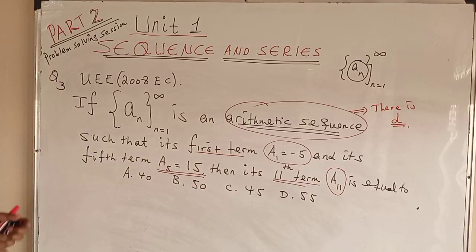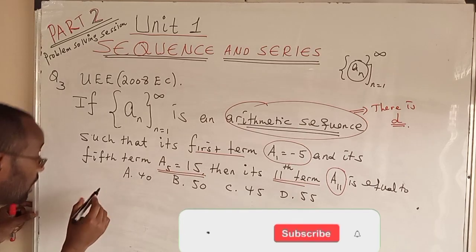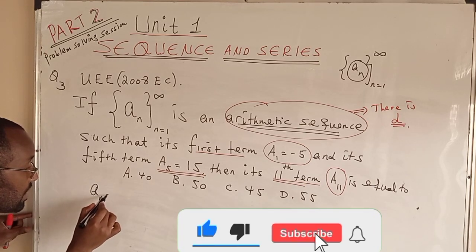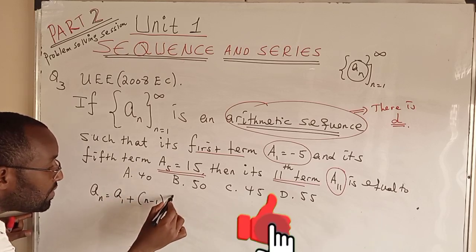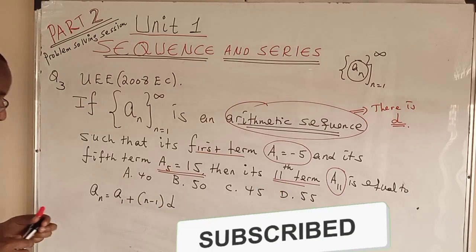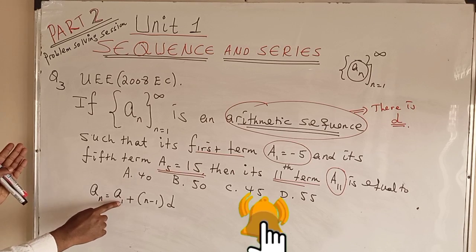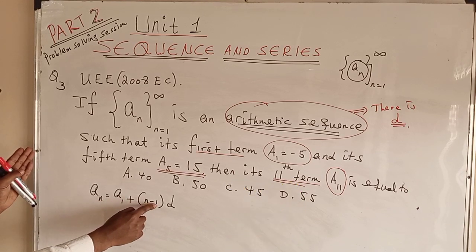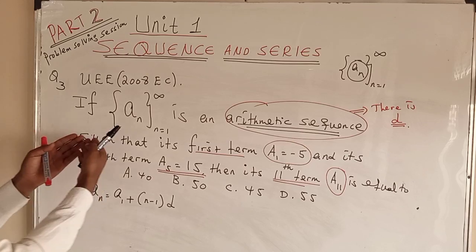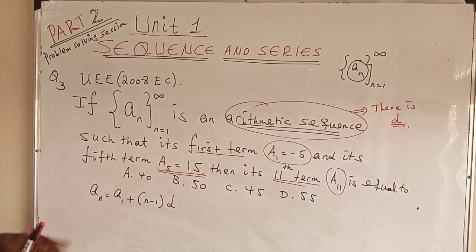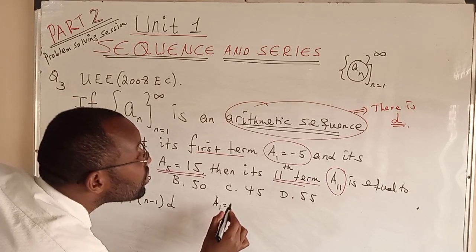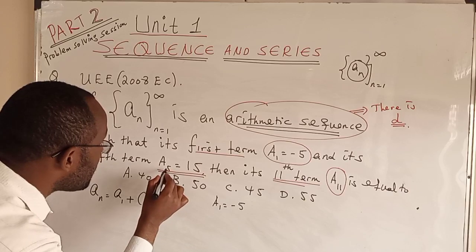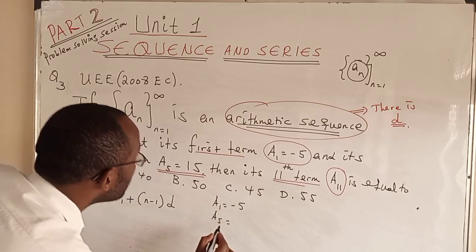Good. Now similarly, our formula is: the nth term of an arithmetic sequence is A1, the first term, plus n-1 times D. Now an is equal to the first term A1 plus n-1 times the common difference. Now the common difference is not given here in this problem directly. The information we have is A1, the first term, which is -5, and the fifth term A5 is given, which is 15.